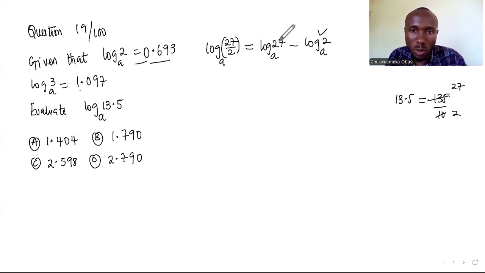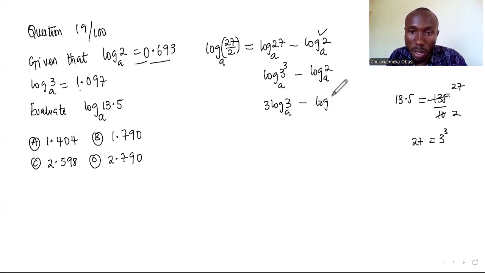So can we rewrite 27 as a power of 3? Yes, of course. You know 27 is the same as 3 to the 3. That's 3 times 3 times 3 is 27. So this is the same as log 3 to the 3 base A minus log 2 base A. Of course, the 3 can fall in front, so we have 3 log 3 base A minus log 2 base A.